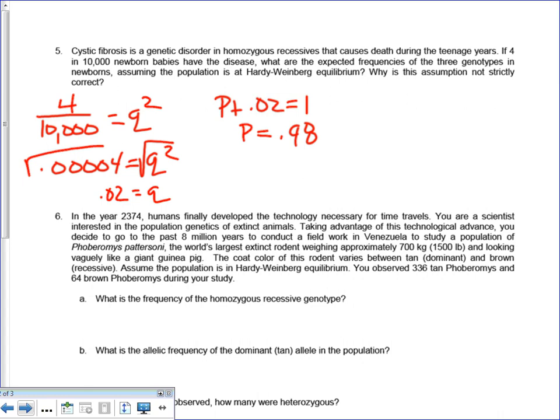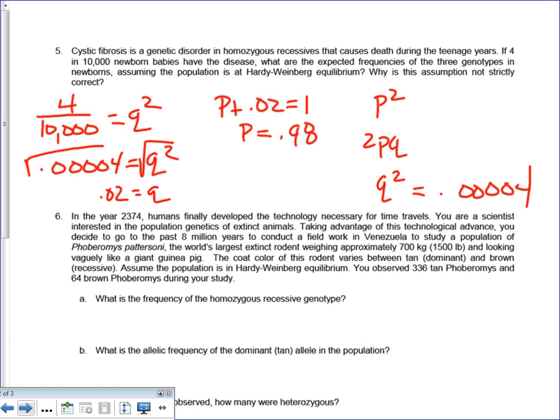Now it says, what are the frequencies of the 3 different genotypes? What can I expect in this population? I can expect the following outcomes. I already know that the outcome for this is 0.00004. Very, very small percent of people will have it. That's 4 in 10,000. Right?